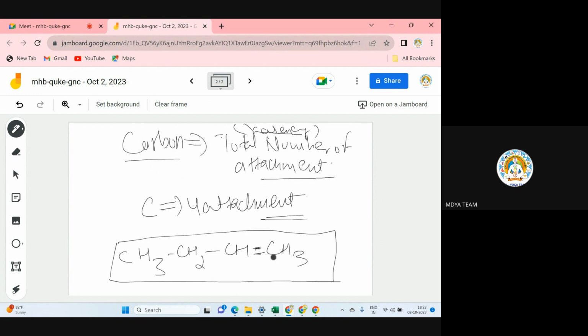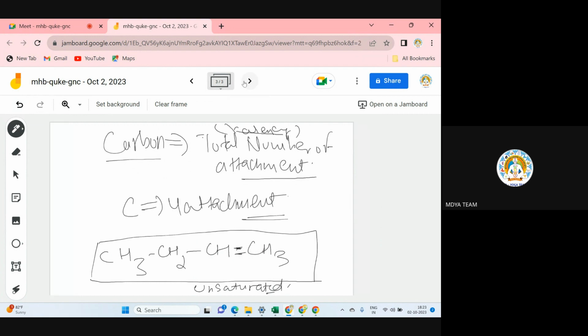So we can do one thing. We can replace this double bond with a single bond, and we can add one more hydrogen. So this structure allows some improvement. This structure allows some addition of hydrogen. So this structure is allowing some addition, so we call it unsaturated. It means there is some chance of addition of hydrogen.